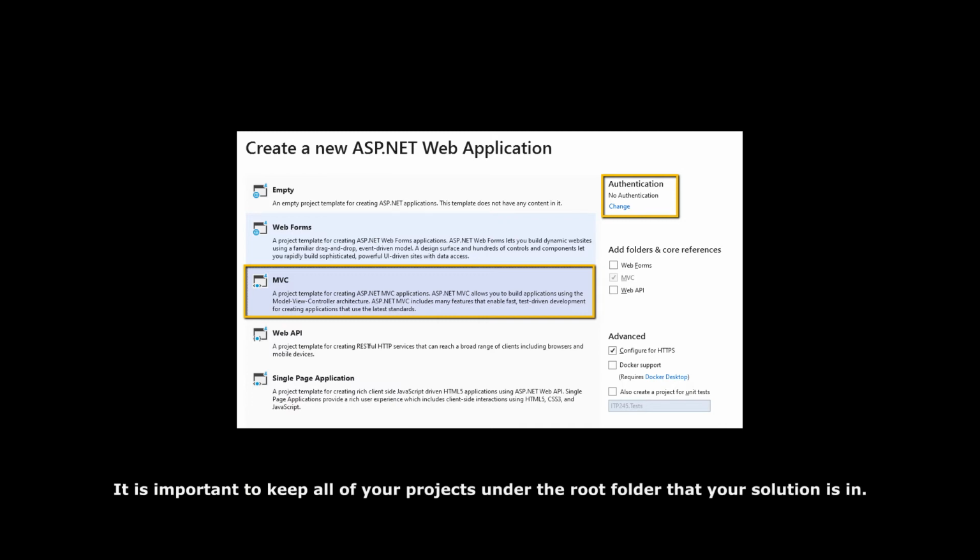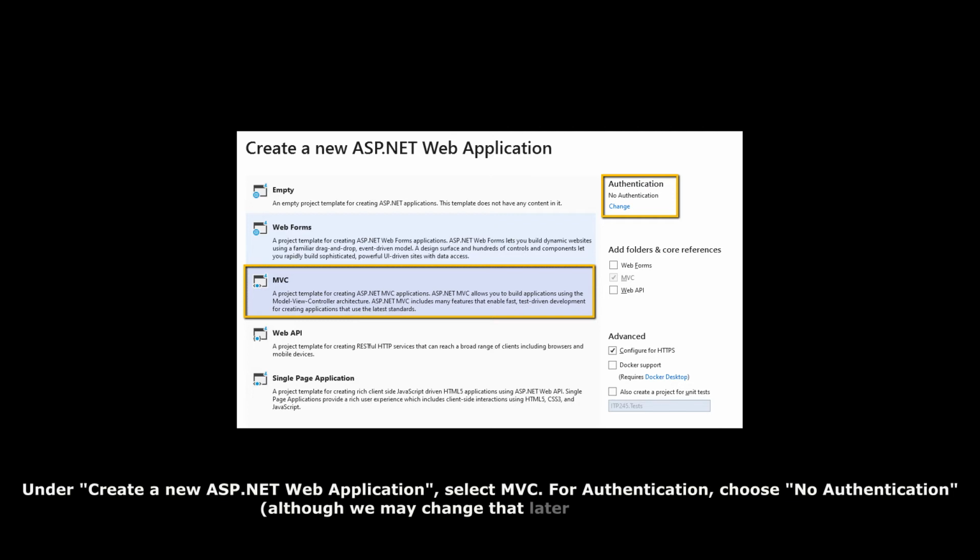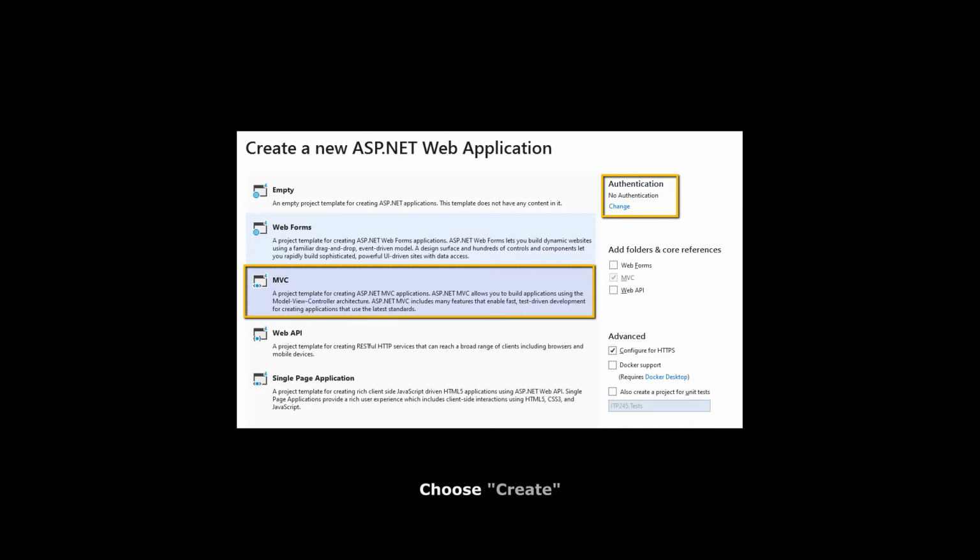It is important to keep all your projects under the root folder that your solution is in. Under Create a New ASP.NET Web Application, select MVC. For authentication, choose No Authentication, although we may change that later if we have time. Then choose Create.